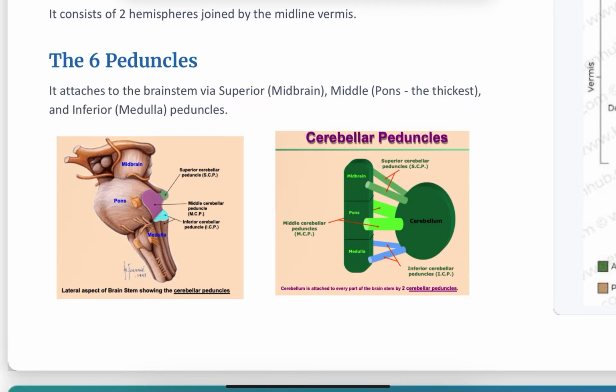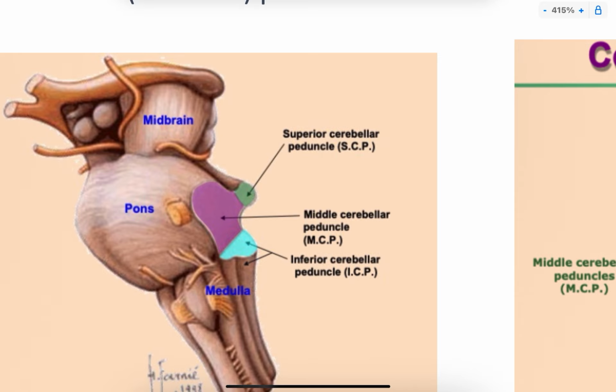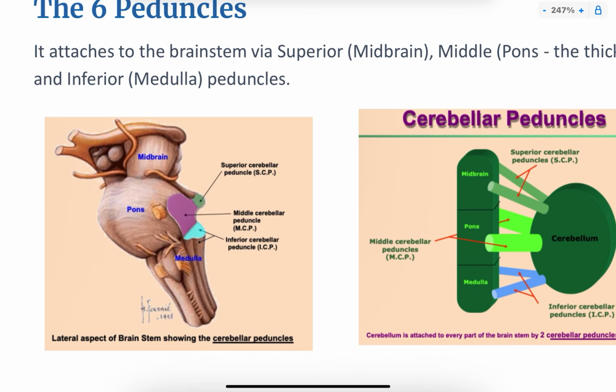So it's very important to know the superior with the midbrain, the middle with the pons, which is the thickest, and the inferior with the medulla. And here's how we can see it, okay? So the superior, the middle, and the inferior. This is on the lateral aspect of the brainstem.